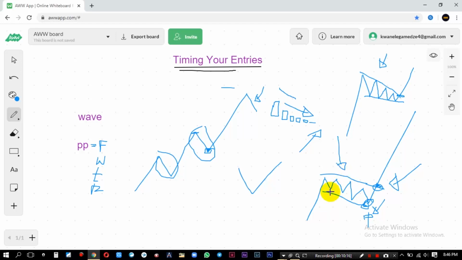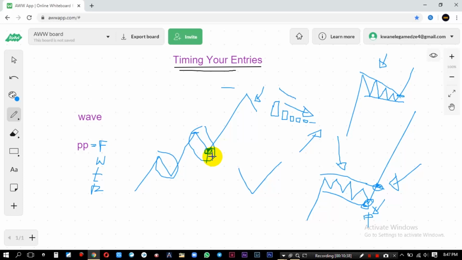Even if you are not looking for patterns, but let's say your doji is formed in this position here, you are also going to be pushed by seeing that there is an exhaustion candle, now there is a reversal candle. Let me press my buy button. So basically that's how you can time your entries, by looking at the wave.